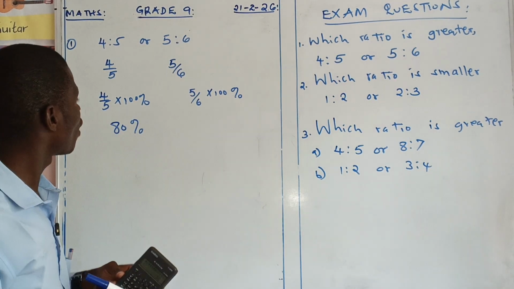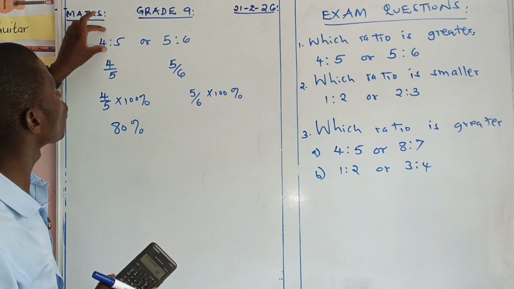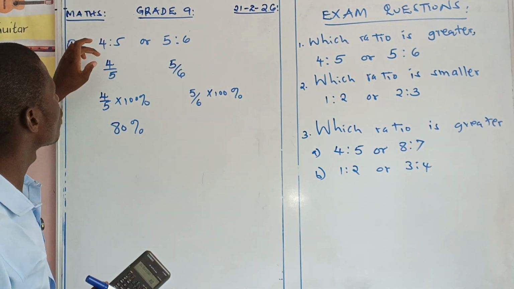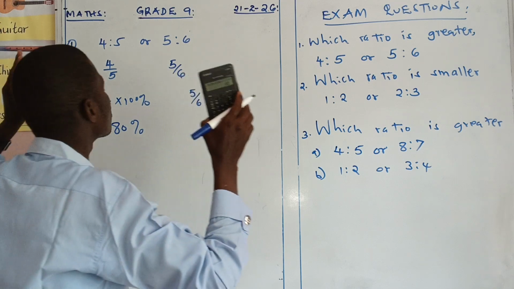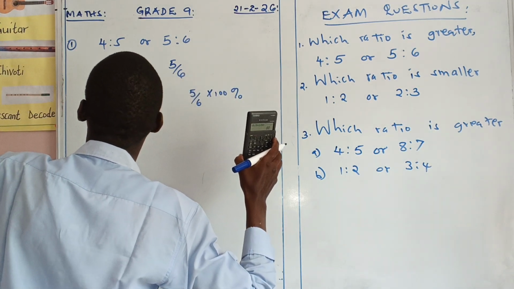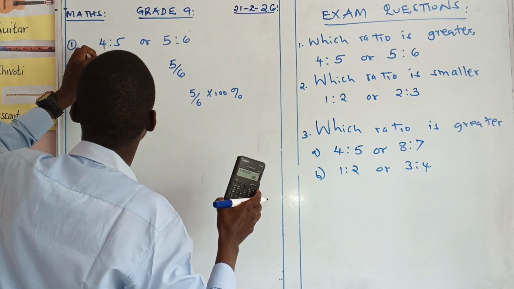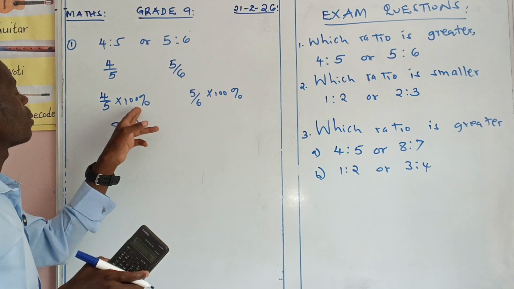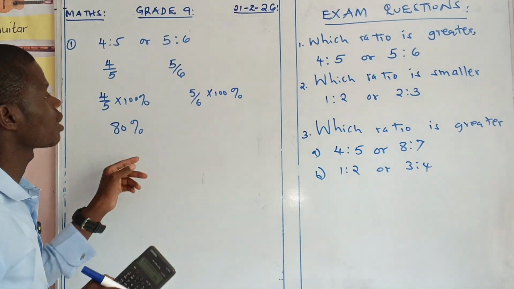So already I've changed 4 to 5 to a fraction, which is now 4 over 5. The number on the left forms your numerator, 4. The number on the right forms your denominator. So 4 over 5 times 100, you have 80%.